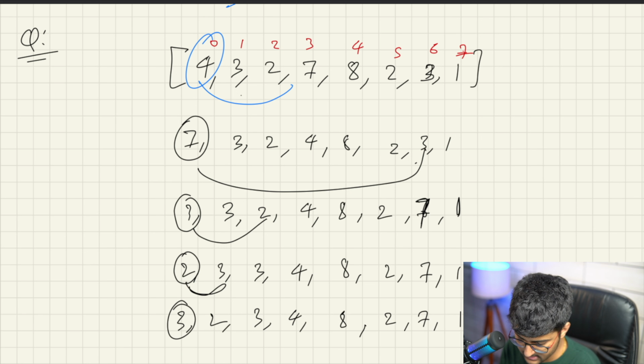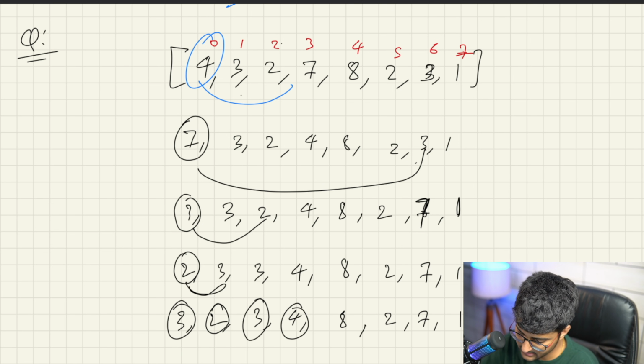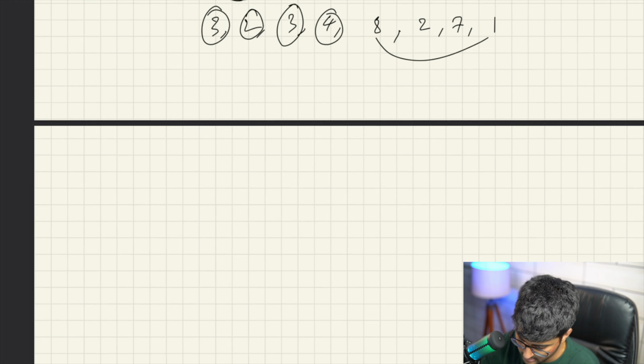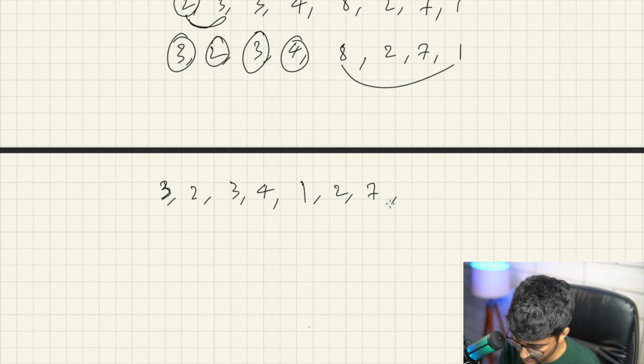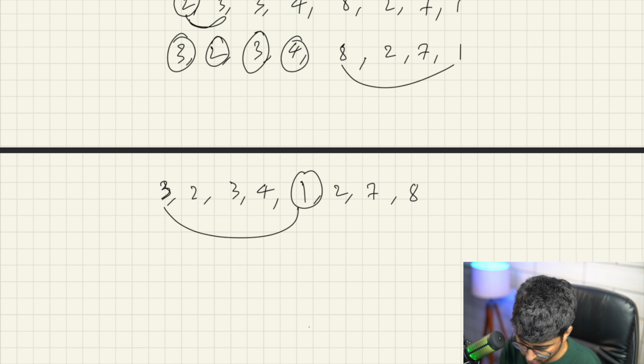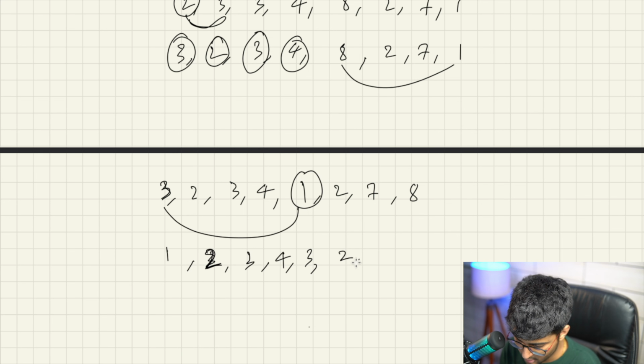Is 3 at the correct index? Yes, it is, because at index number 2 we have 3 only. Then move ahead. Is 2 at the correct index? Yes, it is. 3 at the correct index? Yes, it is. 4 at the correct index? Yes, it is. Is 8 at the correct index? No, it's not. Swap it. So this will become 3, 2, 3, 4, 1, 2, 7, 8. Is 1 at the correct index? No, it's not. Swap it. 1, 2, 3, 4, 3, 2, 7, 8.